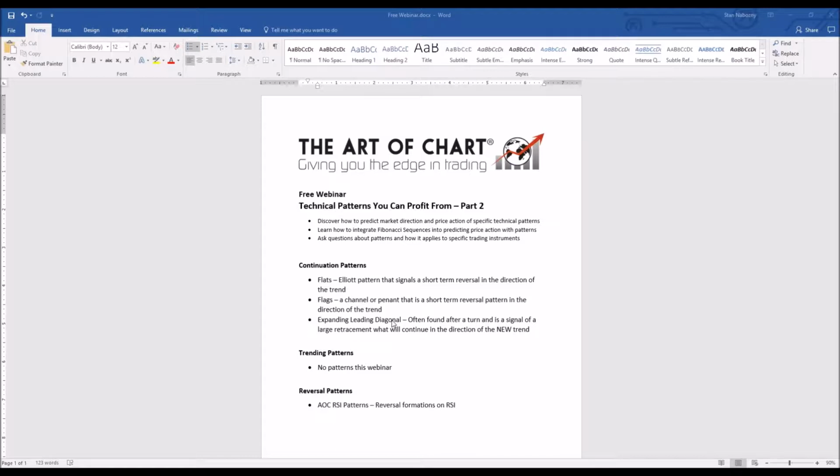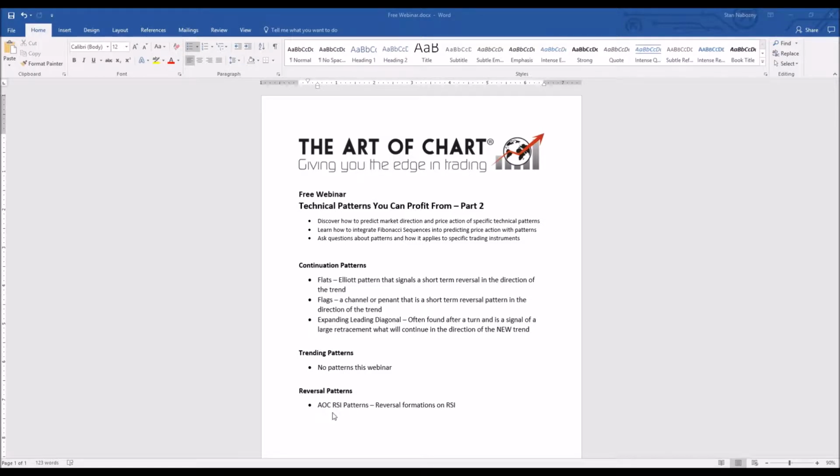After you have reversed, it is the very first continuation pattern you typically see off of a bottom. I'm going to show you an example in wheat. And so it's a continuation pattern in the direction of the new trend. Okay. Trending patterns, we talked about this last time. We're not going to do anything there.